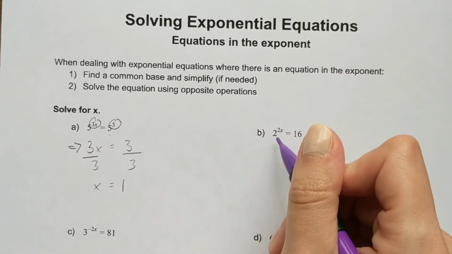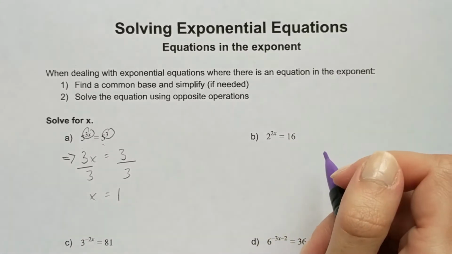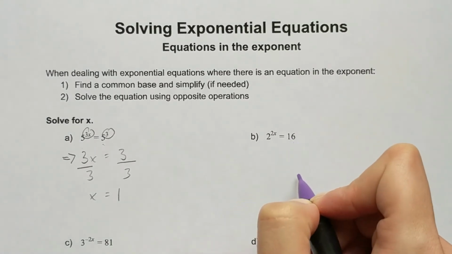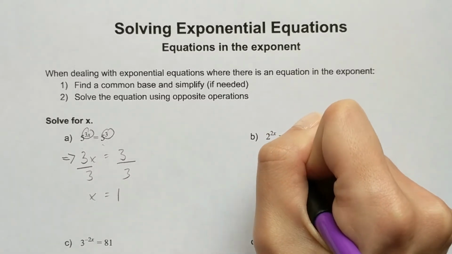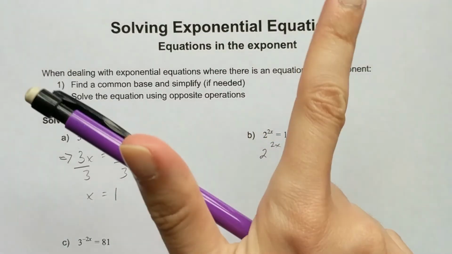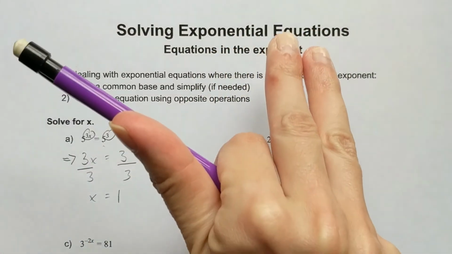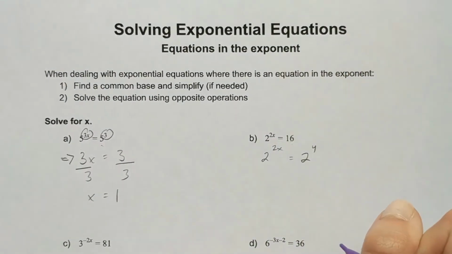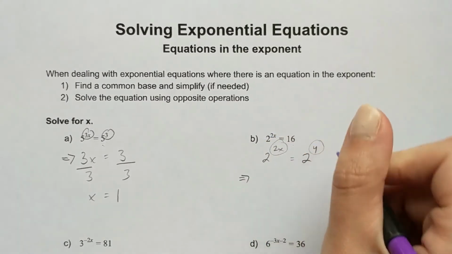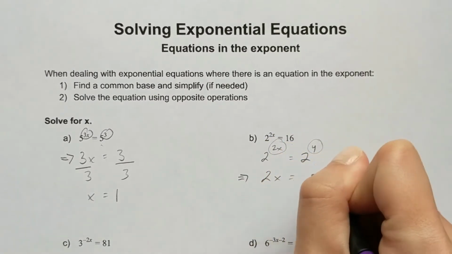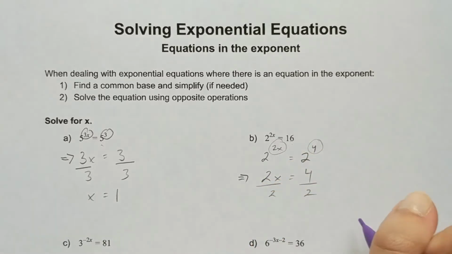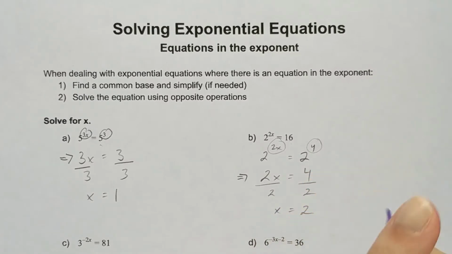Let's look at this problem here. 2 to the power of 2x is equal to 16. I don't have a common base here, so I need to find it. In order to get 16, I need to go 2 times 2 times 2 times 2, which gives me 2 to the power of 4. I can then only look at my exponents. I can jump to 2x is equal to 4, and then divide both sides by 2, giving me x is equal to 2.